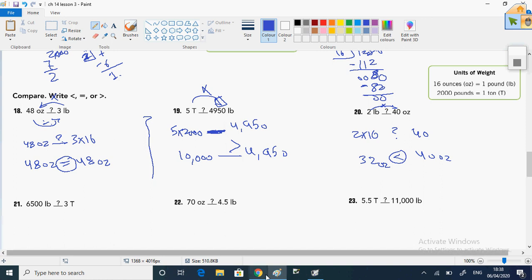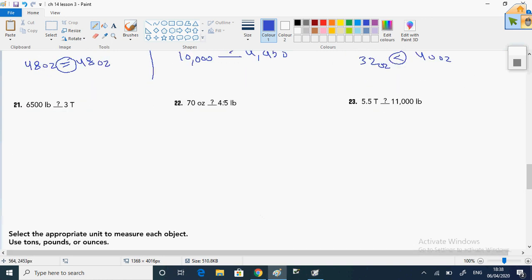Here we will follow the same procedure. I will show you just how to make it. Here I will divide by 2000, or 3 ton multiplied by 2000. So 6500 is greater than 6000. 4.5 lb or 70. Again here I will multiply. So 4.5 times 16 or 70.